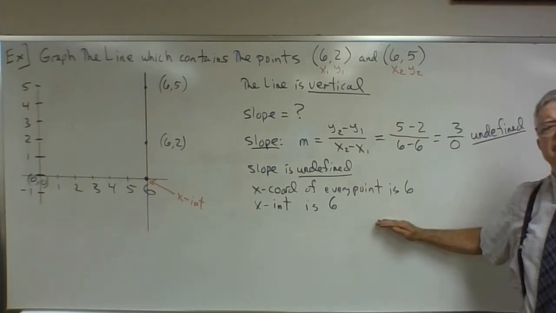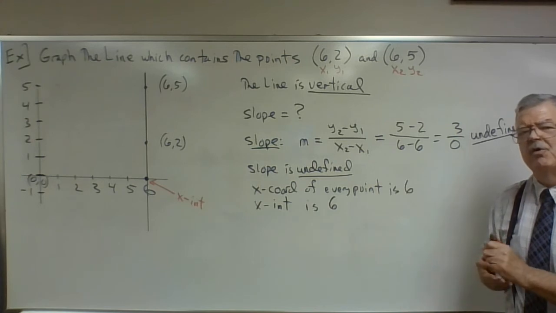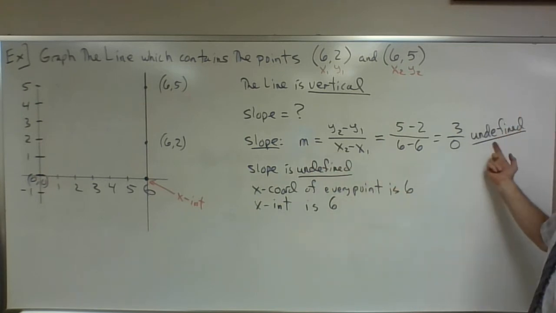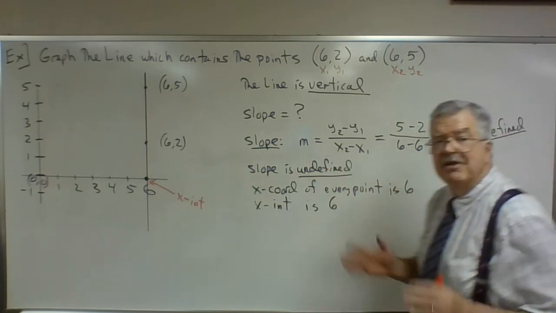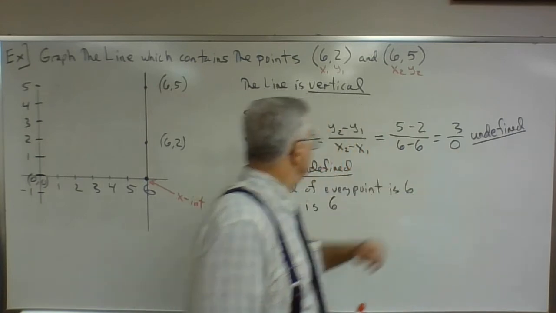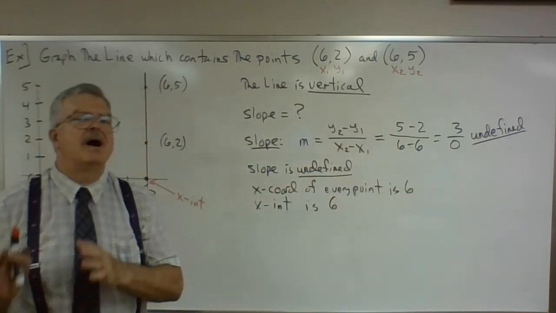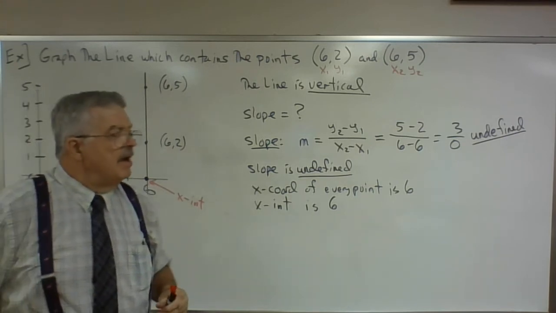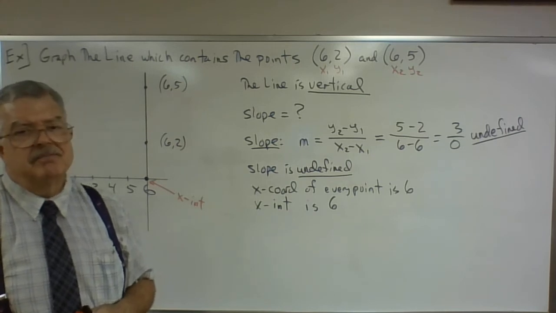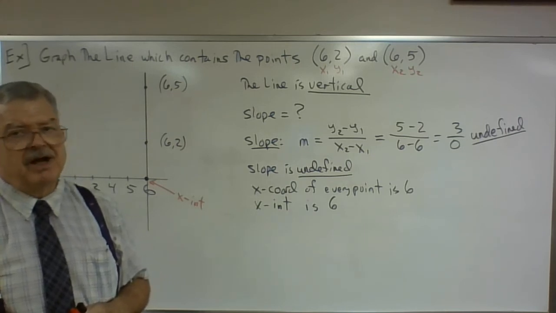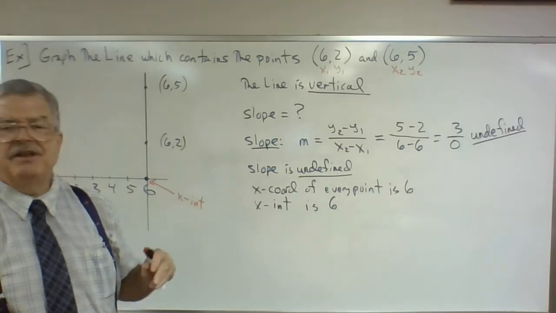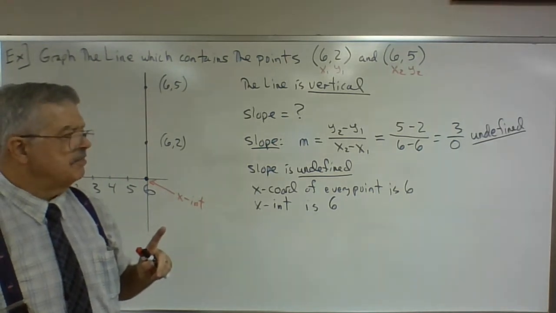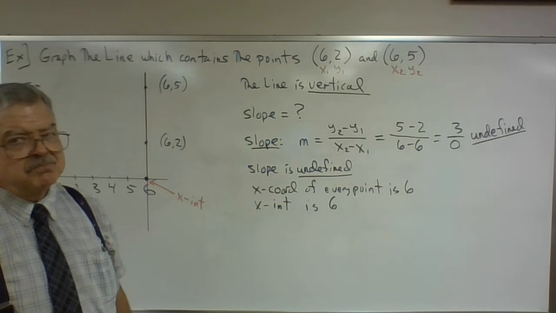If we tried to plug all of this information into the slope-intercept form of a line, we couldn't do it because the slope's undefined. There's no value for the slope that we can plug into the equation y equals mx plus b. But we can follow the pattern that we have with horizontal lines and essentially do the analogous thing for vertical lines. And we'll do that.